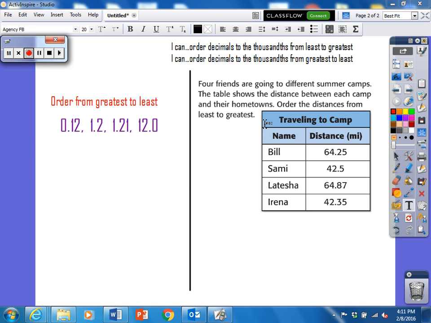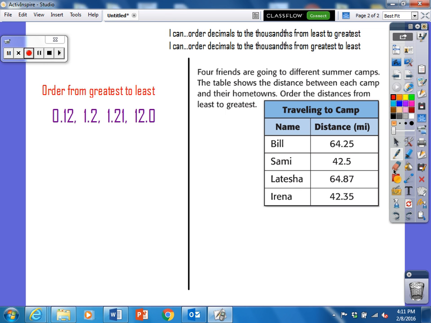Okay, boys and girls, today we are going to be ordering decimals to the thousandths place from least to greatest, or ordering those same decimals from greatest to least, depending on what the question asks. Now, there are a couple of different steps we can take in order to do this.